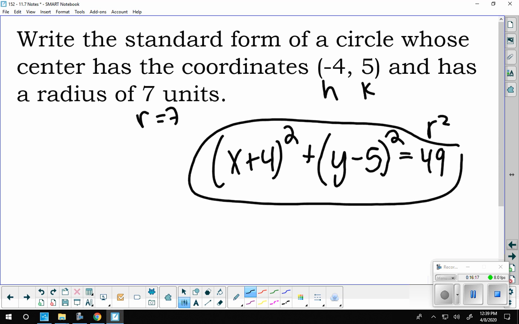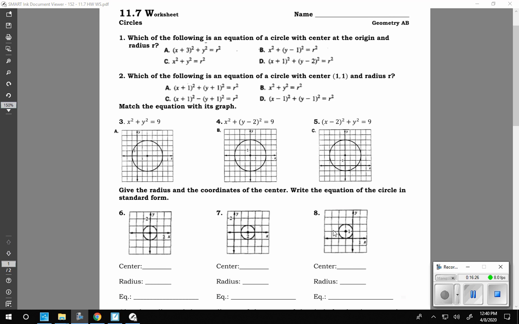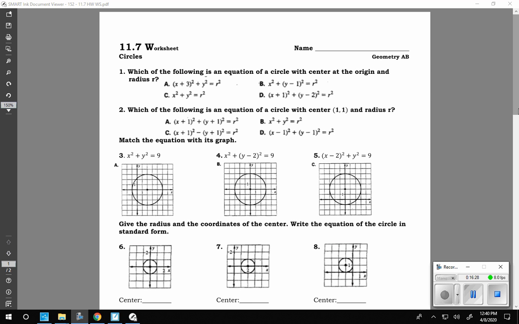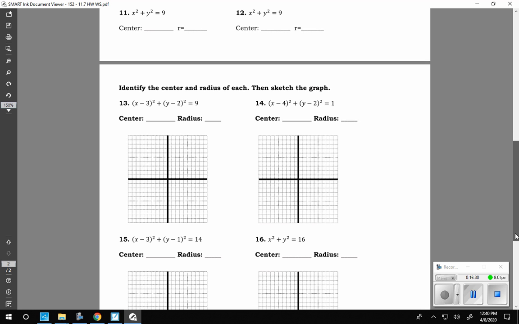I'm not going to go through your homework. It's pretty similar to the notes. If you can't print this out, just do your best to make graphs on your piece of notebook paper.